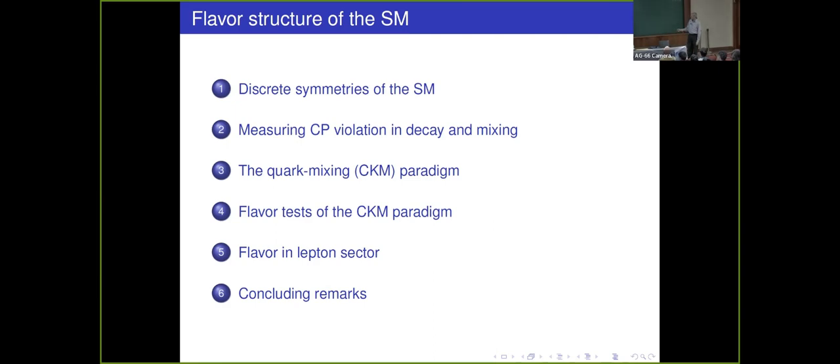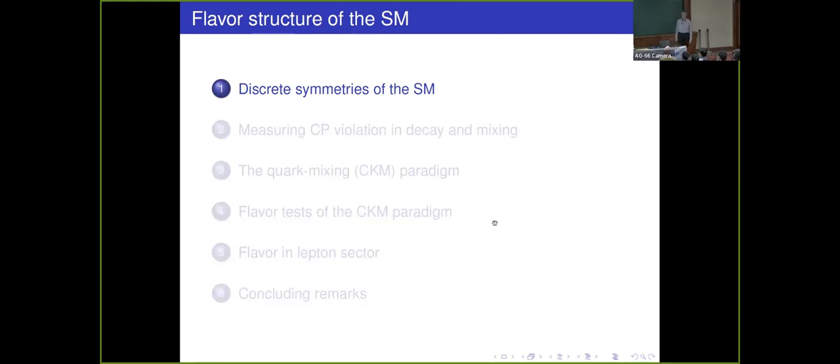As I promised you already, we will discuss the CKM paradigm in detail and look at flavor tests of the CKM paradigm. We will not dwell too much on flavor in the lepton sector because there are 2 lectures on neutrinos happening in the next week. So we'll go there only if there is time. Okay, so let's start with discrete symmetries of the standard model.